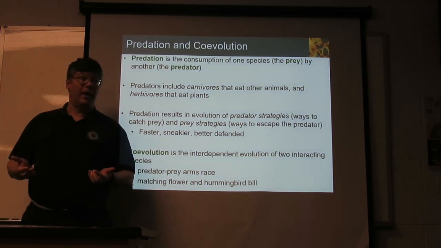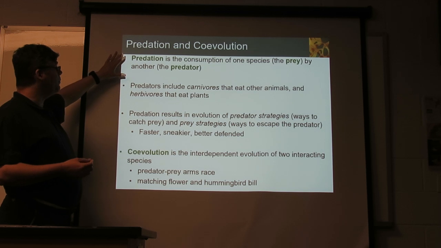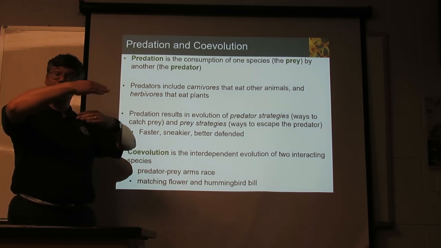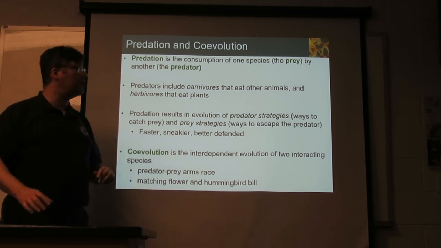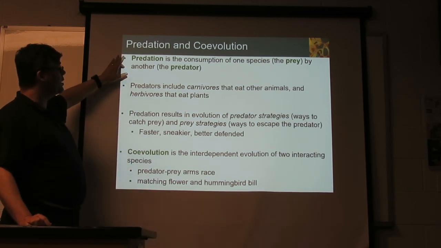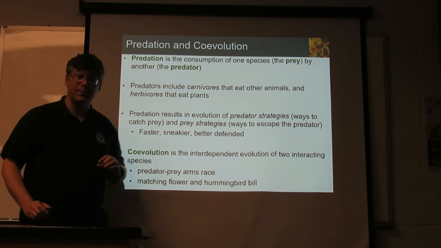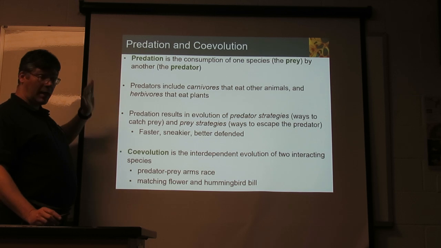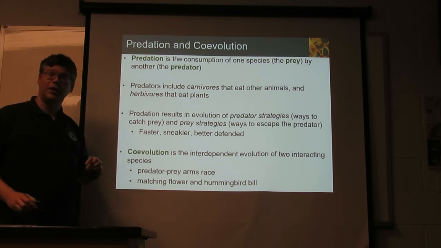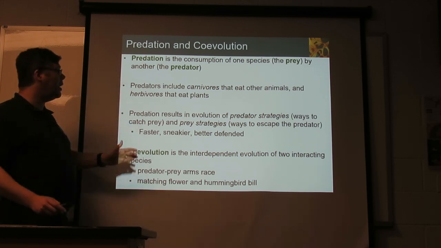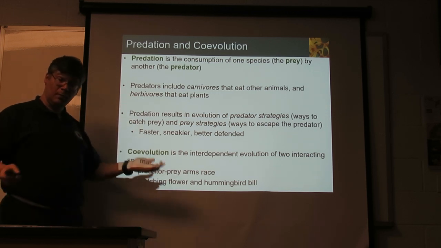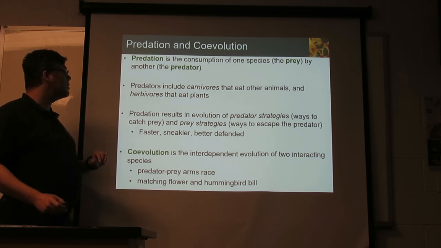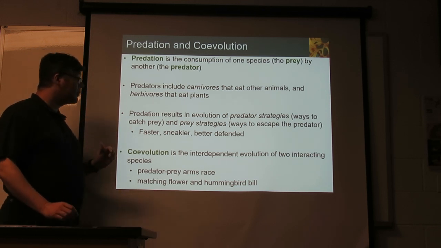Interactions can have other effects, such as coevolution, where two species affecting each other tend to evolve in a direction together. For example, predation. One species, the predator, is eating the prey. A carnivore, what we usually think of for predators, eating other animals. Herbivores eating plants. Well, to the plant, that's a predator. So we have that categorization.